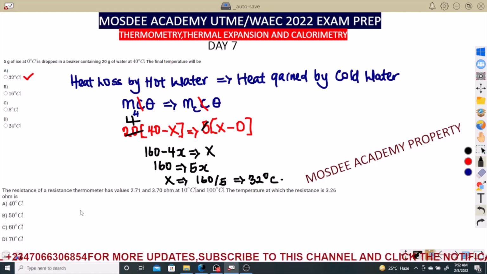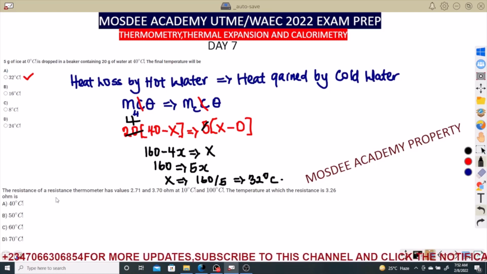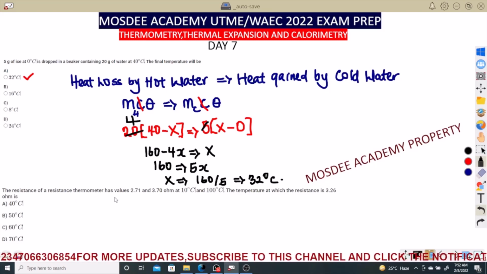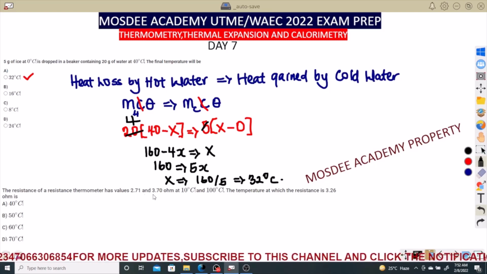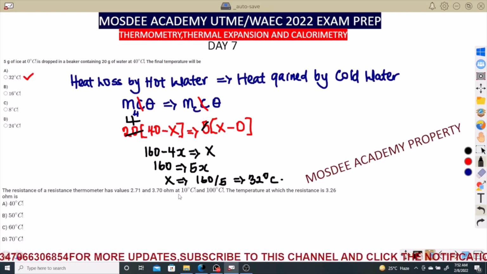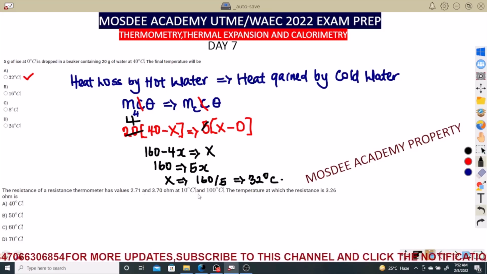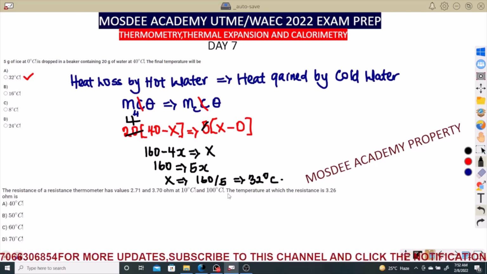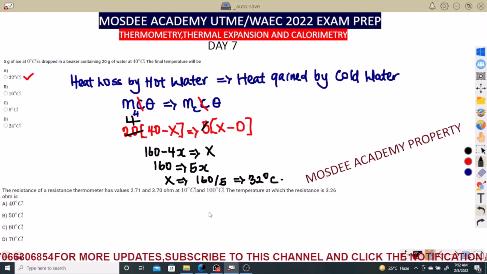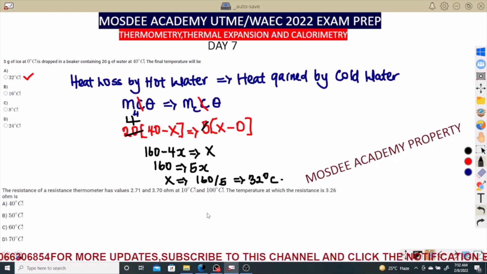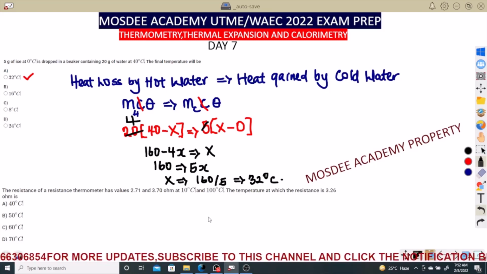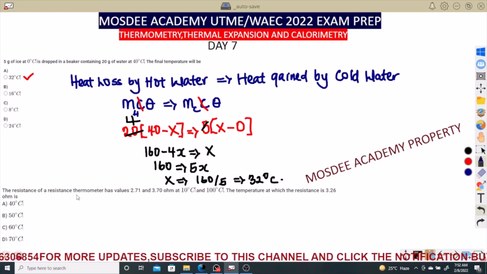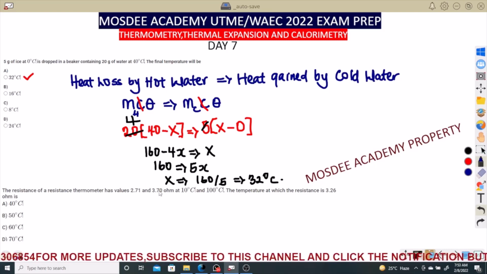The second question is about the resistance thermometer. That's another type of thermometer. This is on thermometry. The resistance of a resistance thermometer has values of 2.71 and 3.70 ohms at 10 degrees Celsius and 100 degrees Celsius. The temperature at which the resistance is 3.26 ohms is? You can use the calibration you have studied in your junior classes, and as well, you can just use a simple understanding.